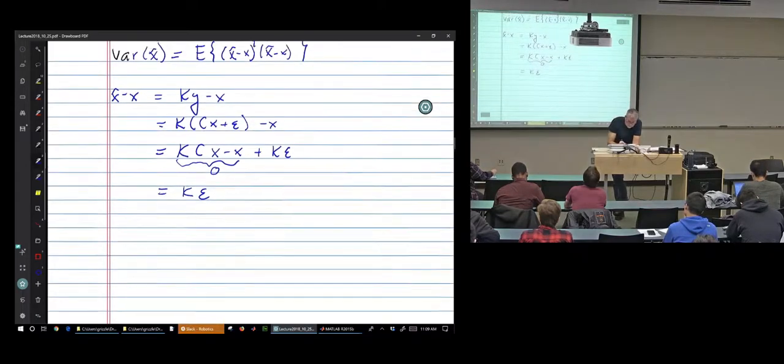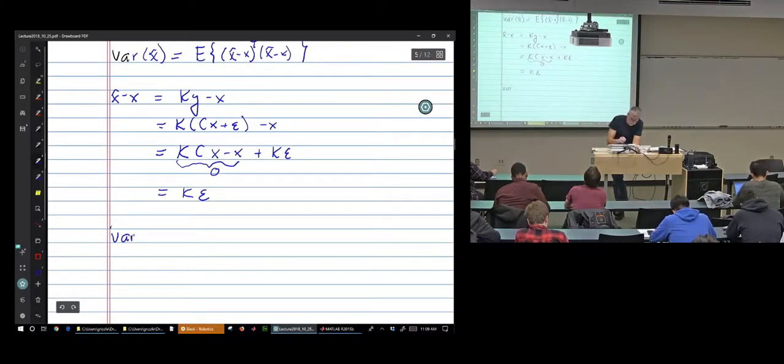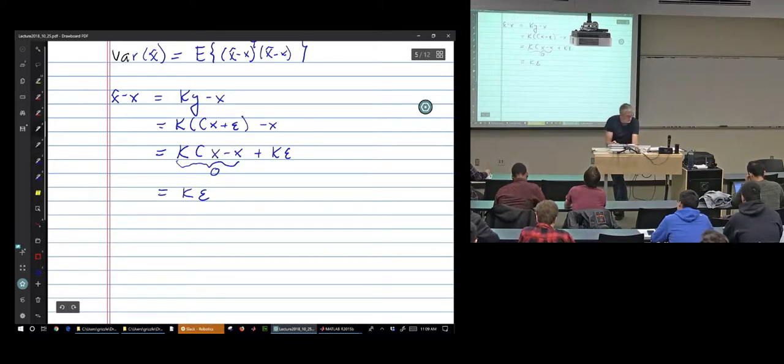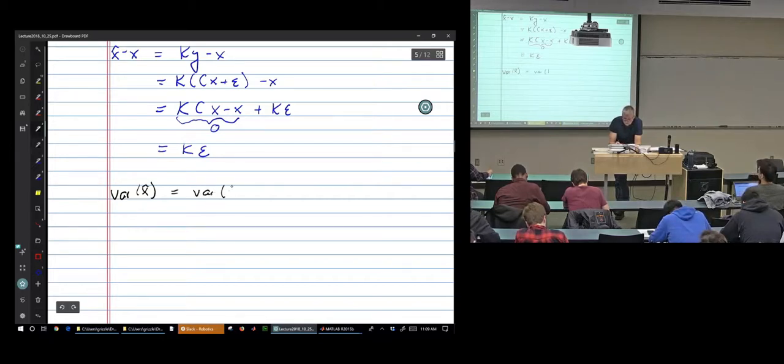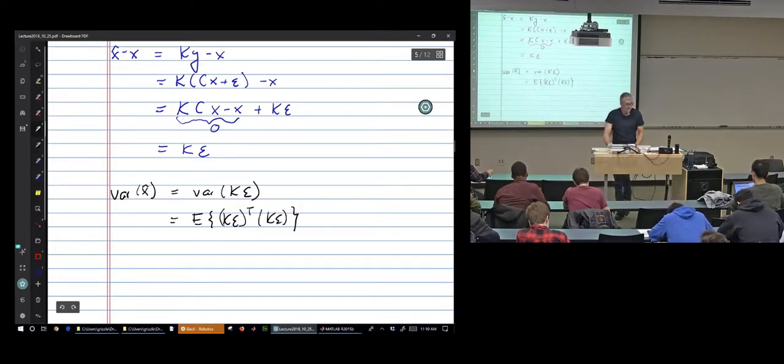Okay, so then, let me change color again, just because I like to, even though my pad is not liking me to do it. So, the variance of X hat is now equal to the variance of the random vector K times epsilon. And that's expected value. And thank you for getting my transpose in the right place. Very important.